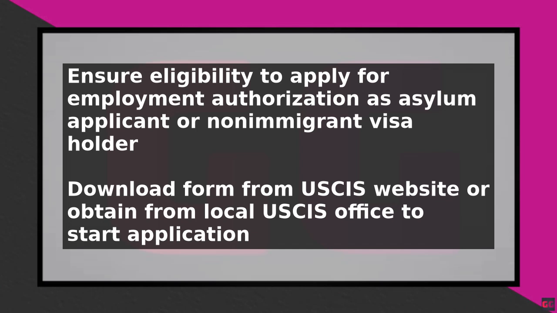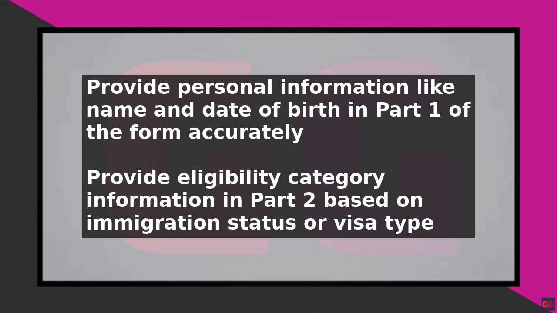Part 1 asks for your personal information, such as your name, date of birth, and contact details. Make sure to provide accurate and up-to-date information. Part 2 requires information about your eligibility category, which is the reason you are applying for employment authorization. This could be based on your immigration status, such as an asylum applicant or a refugee.